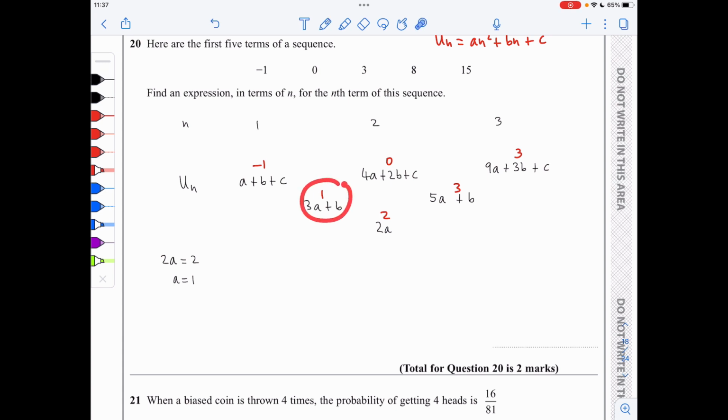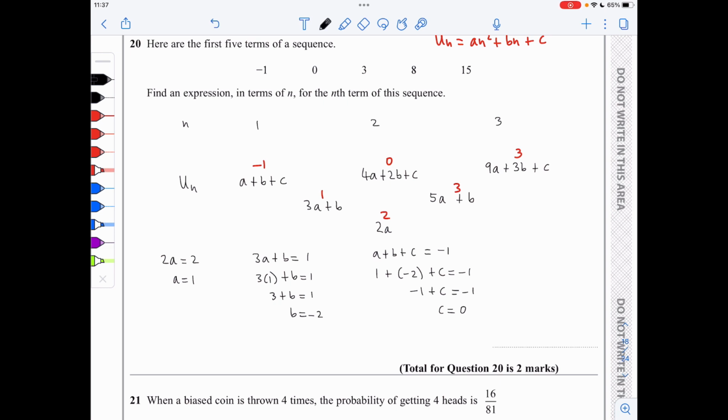Then 3a plus b is equal to 1, and we have found the value of a to be 1. So 3 times 1 plus b is 1. 3 plus b is 1, which makes b negative 2. And then a plus b plus c is negative 1. But we know the value of a is 1, the value of b is negative 2. So we can see that negative 1 plus c is negative 1, which means that c is 0. This means that the nth term un is simply 1n squared minus 2n.